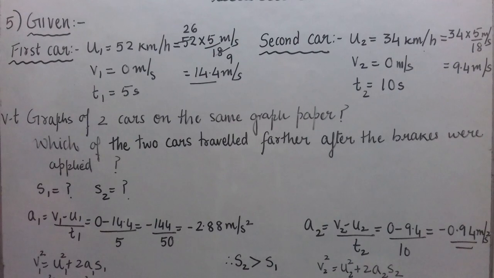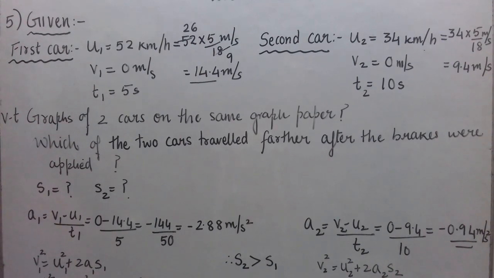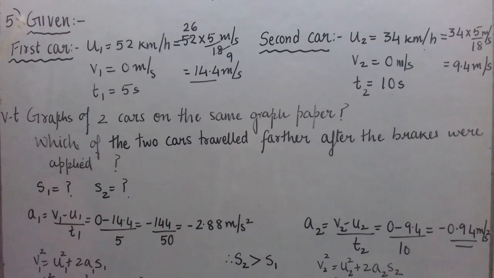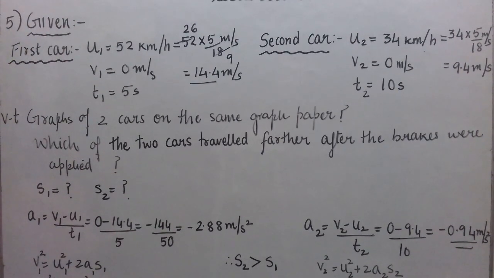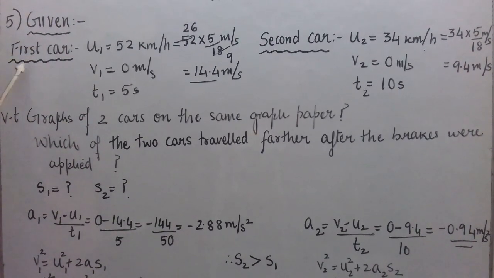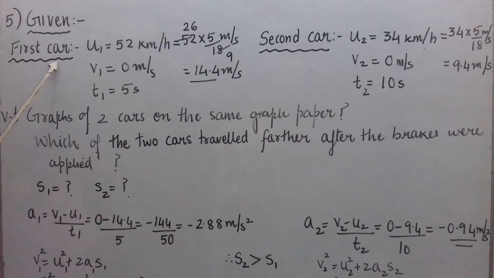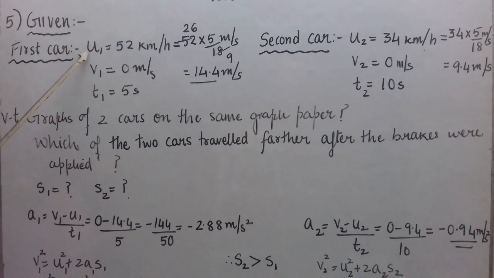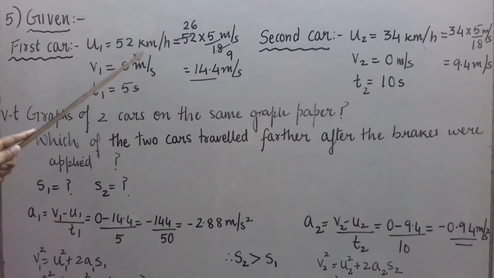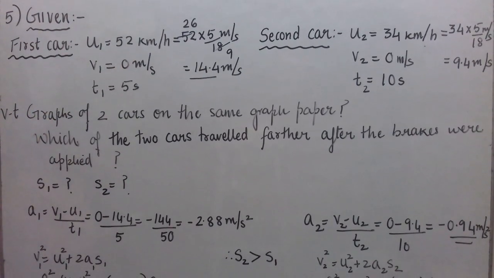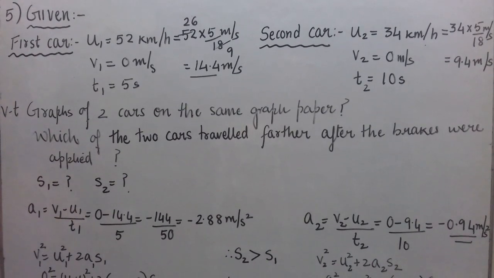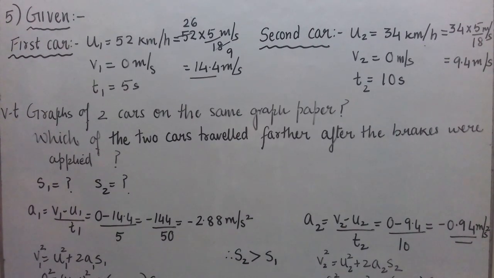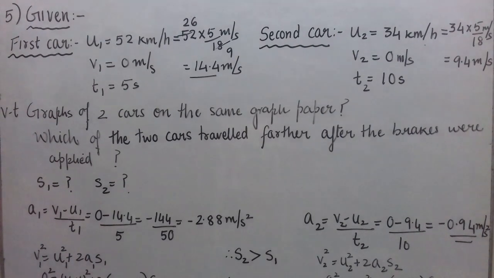So let us read it once again. A driver of a car travelling at 52 km per hour. Now I have read it once, so I know there are two cars. So given first car, a driver of a car traveling at 52 km per hour. So U1, initial speed is 52 km per hour. Applies the brakes and accelerates uniformly in the opposite direction. The car stops in 5 seconds.